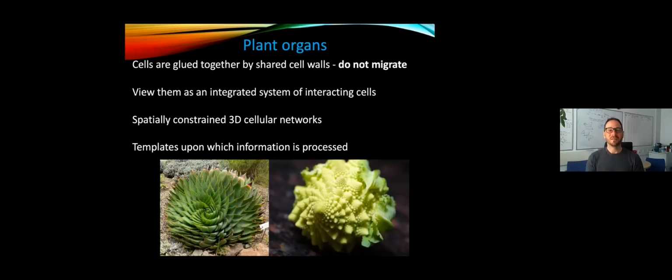Now cities, largely speaking, are two-dimensional because they're planar, because they exist on the surface of the earth. Okay, maybe you have some overpasses or a subway. But in the case of plants, we can think of them as three-dimensional networks because you have cells existing within 3D space. And these are the templates upon which information is being processed. By that, I mean it's in these three-dimensional networks of cells that all these genetic programs are running and exchanging information with each other.